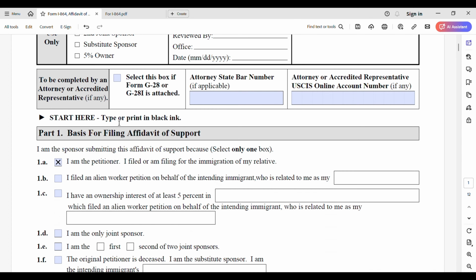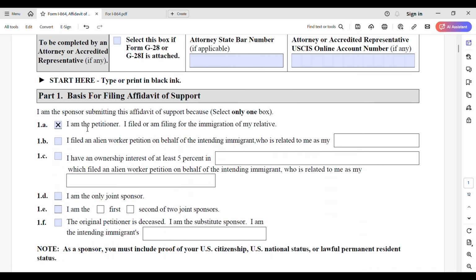Type or print in black ink. You can do both. You can type when you print it. You can add if you miss something with black ink. But my advice, never correct anything that's already been typed.